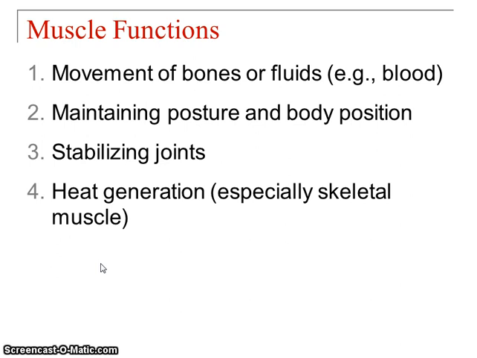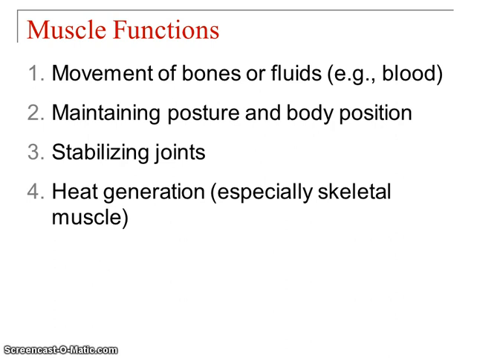Second, they help us maintain posture, body position, allow us to do communication through our facial expressions and arm gestures. 3, they stabilize joints. So for example, the shoulder joint, we give up some of that stability to allow larger rotational function of our shoulder. So we have the rotator cuff muscles that go around there to help keep it in place, so it's less likely to be dislocated.